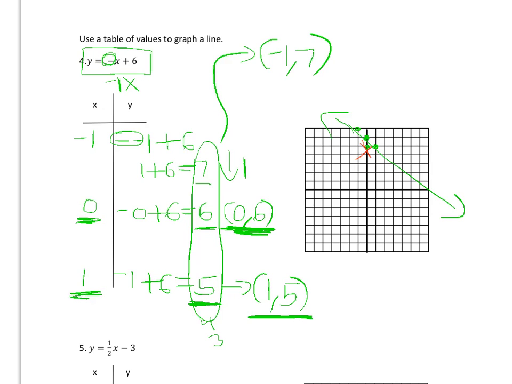Here's the other thing. If you look, this line, see how this goes down left to right? The reason it goes down left to right is because of this negative right here. All right, so that's pretty much it. You have y solved for. We're just going to make an XY chart. We're going to plug in nice, easy numbers here, and we're going to get out y values, and then we're going to graph them, connect them, and they should make a line.